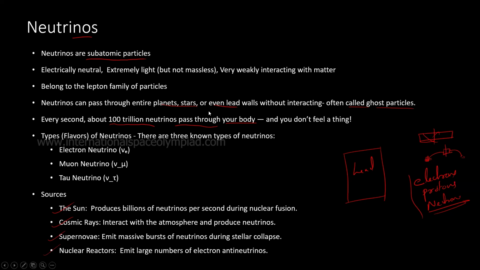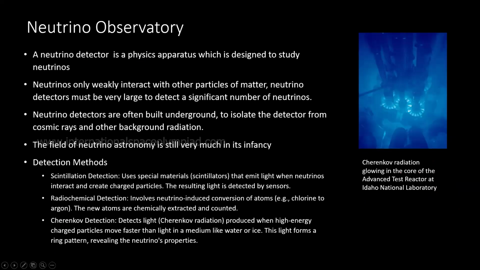So for that, to observe neutrinos, we have neutrino observatories. So what is a neutrino detector or observatory? A neutrino detector or observatory is designed to study neutrinos. But it is a weakly interacting particle, then how can we see them? I already told you that trillions of them are passing through my body, but I cannot see them. But there are indirect methods for detecting neutrinos.